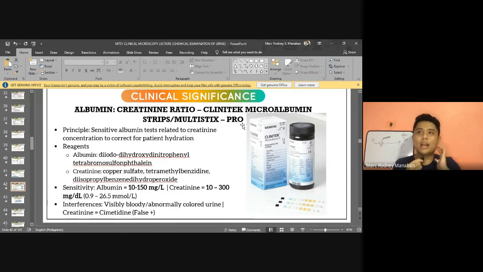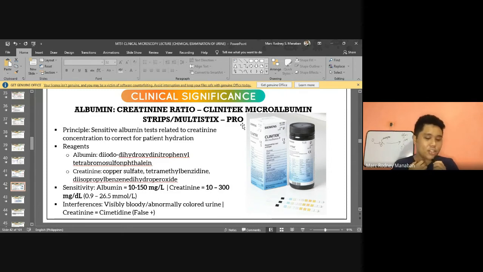So therefore, you now know that my results for albumin are not affected by hydration, okay? It's already corrected by the hydration practices of your patient. Alright, so that's why albumin is compared to creatinine.